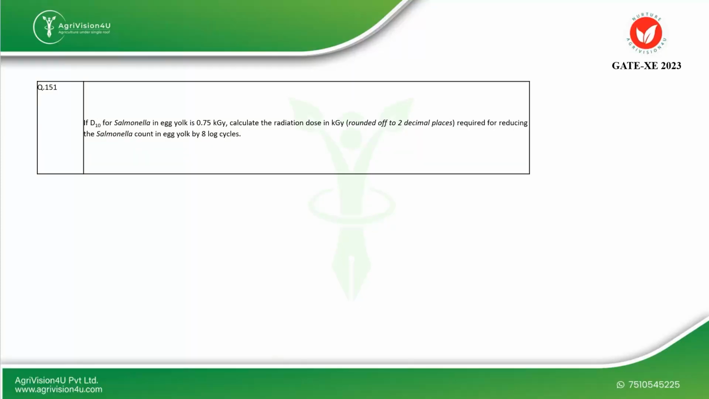Next question: if D10 for salmonella in egg yolk is 0.75 kilogray, calculate the radiation dosage in kilogray, rounded off to 2 decimal places, required for reducing the salmonella count in egg yolk by 8 log cycles. Now, D10 for salmonella in egg yolk is 0.75 kilogray. So we have to reduce it by 8 log cycles.